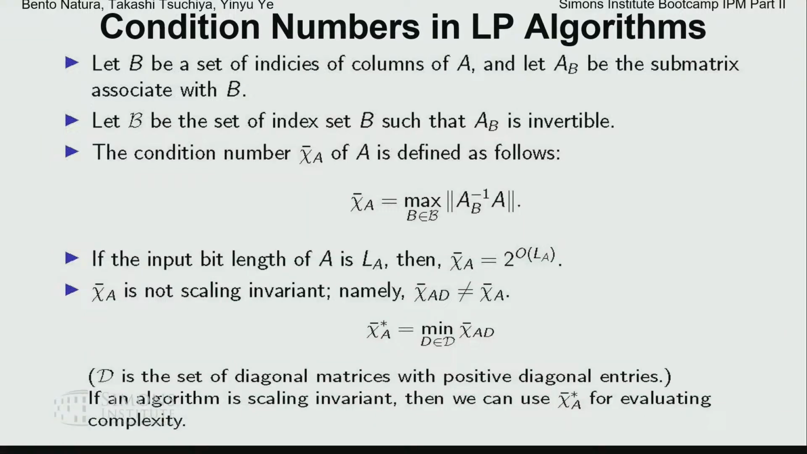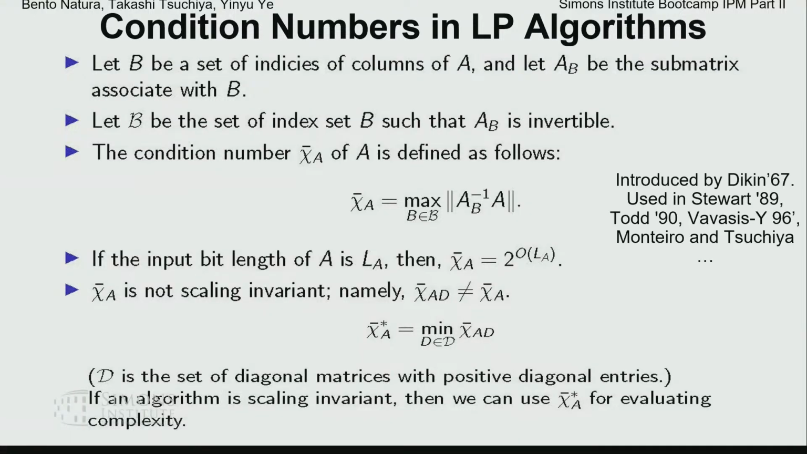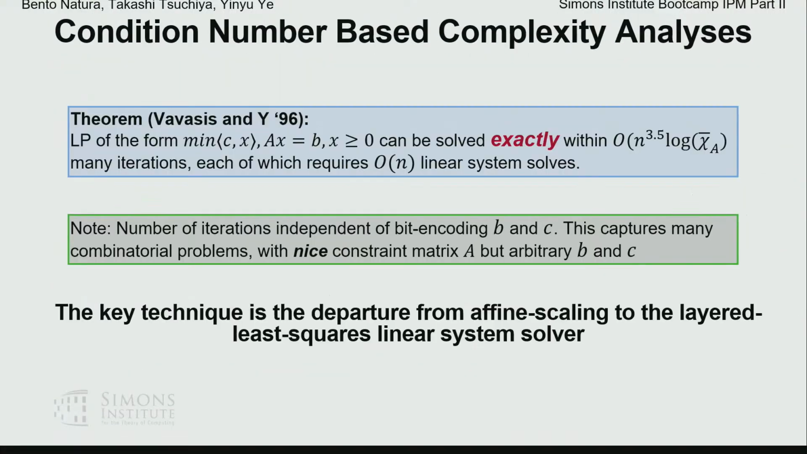So this one is scale invariant, and the other is scale dependent. Another thing is that these two condition numbers only depend on A. So what about the exact argument, which depends on this one? This was introduced by Dikin, and also Todd, Tunçel, Vavasis and others.